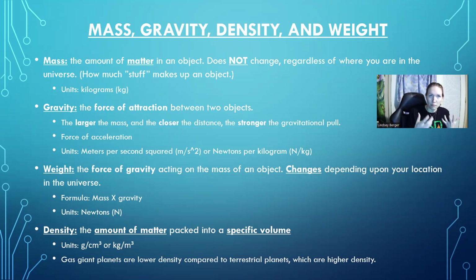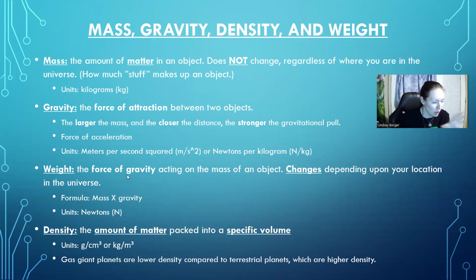So think of accelerating on the highway, right? You're moving forward, you're progressing. For this class, we are going to use either meters per second squared, or we're going to use newtons per kilogram. Those are how you write those out. And if you don't know what this little sign here is, that means raised to the second power, so squared.